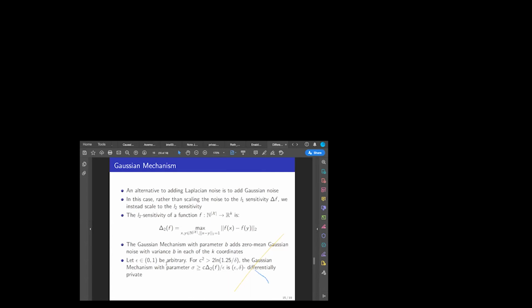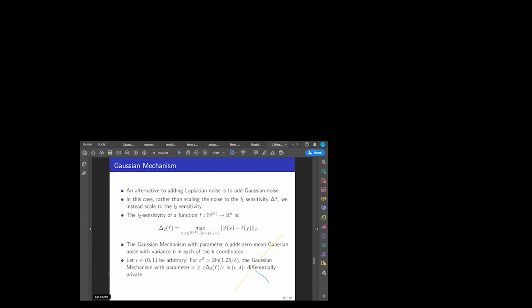You can choose epsilon to be arbitrary from 0 to 1. And for some number c squared which is greater than 2 ln of 1.25 by delta, the Gaussian mechanism with parameter sigma, which here refers to the standard deviation, greater than c times the L2 sensitivity of the function divided by epsilon, is epsilon, delta differentially private. I'm not going to go into the proof of this.